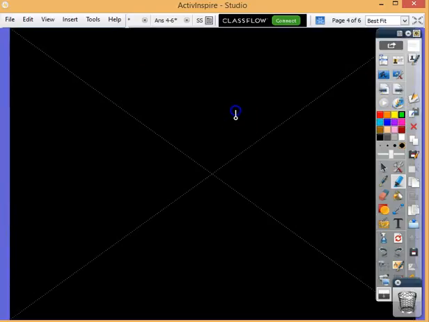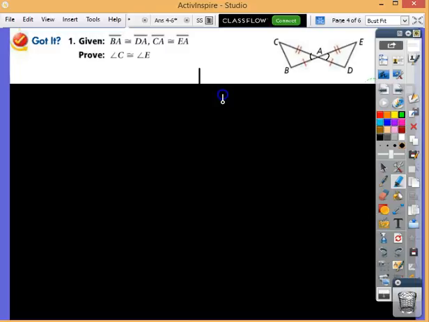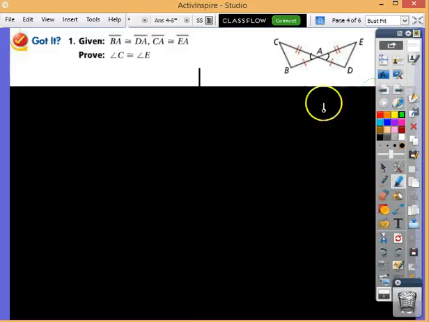All right, so what I want you to do right now is, on your own, go ahead and do the following proof. Given that BA is congruent to DA, CA is congruent to EA, I want you to prove that angle C is congruent to angle E. Hint, you'll probably want to prove the triangles congruent first. I would draw the picture and write out all this. So go ahead and give that a shot, and then we'll look at the answer when you get done.